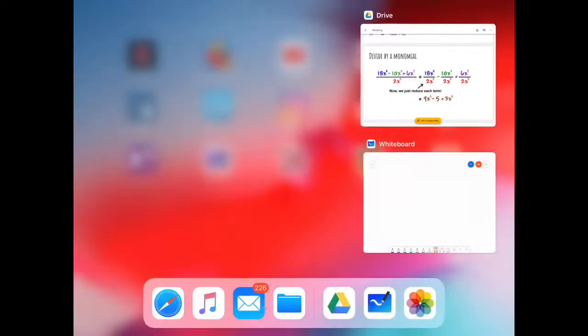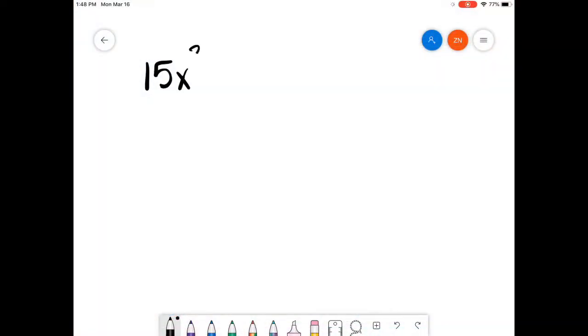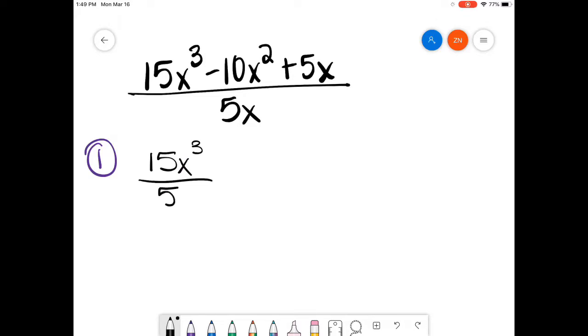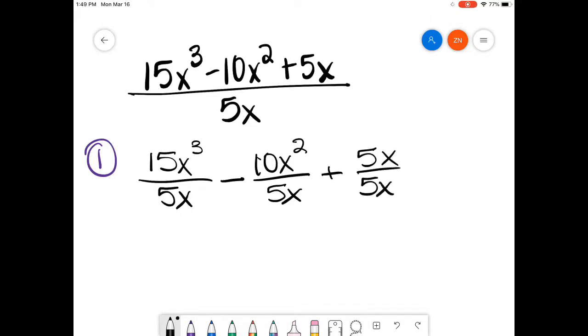So let's take a look at an example. 15x to the power of 3 minus 10x squared plus 5x, all divided by 5x. The first thing that you want to do is break this apart into its own division problem. So I'm going to take 15x to the power of 3 and divide it by 5x, minus 10x squared divided by 5x, and then plus 5x over 5x.